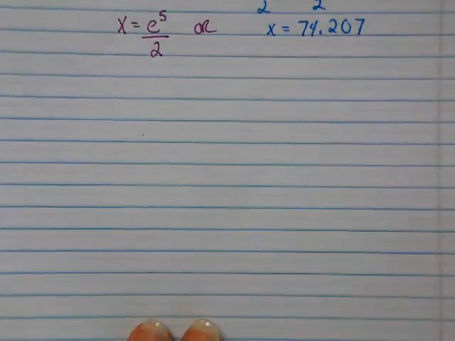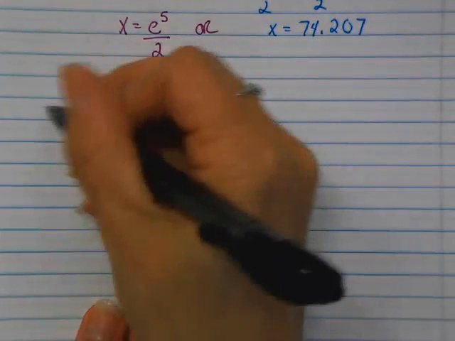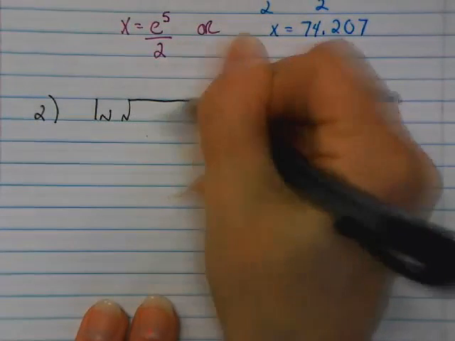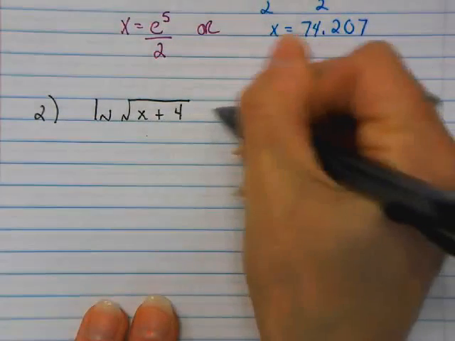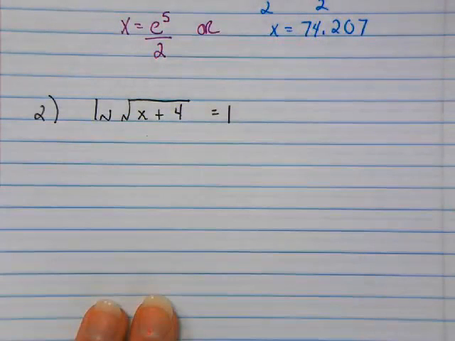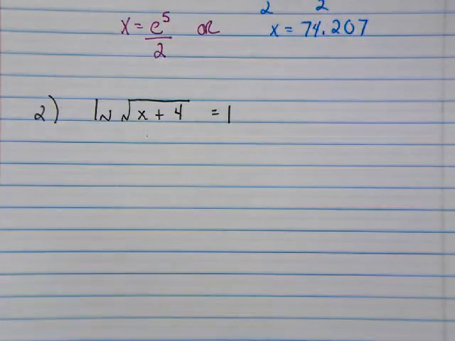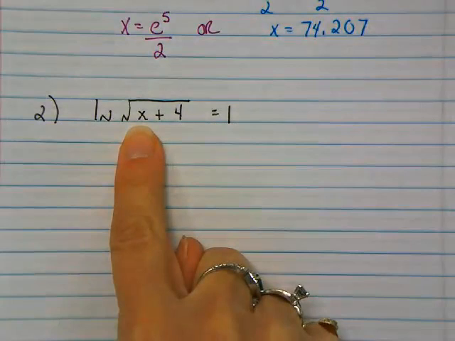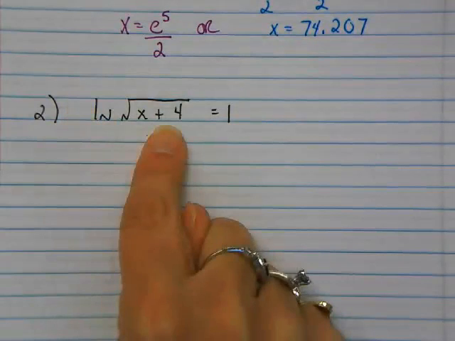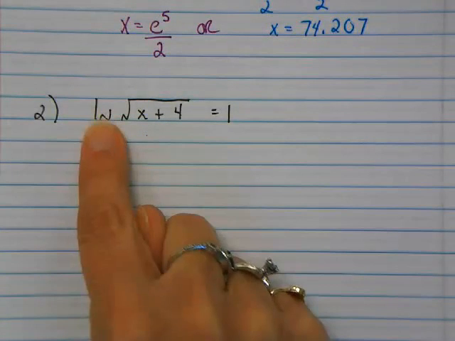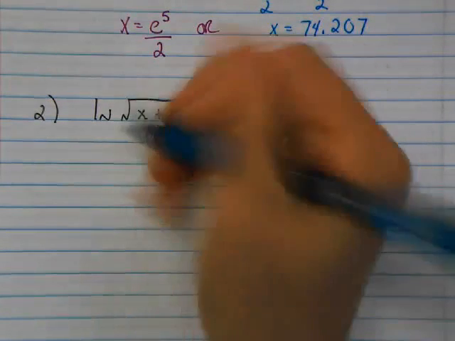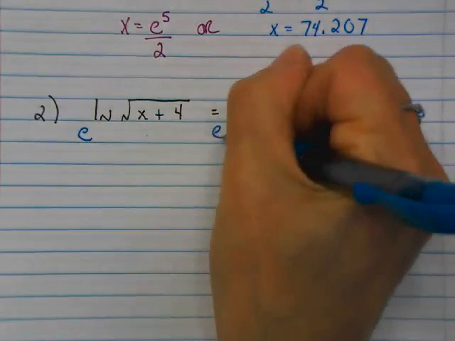What if I have the natural log of the square root of x plus 4 is equal to 1? So this time, again, to get x by itself, the first thing I have to get rid of is what? I gotta get rid of the natural log. I understand I'm going to have to get rid of the radical as well, but right now I need to start by getting rid of him. So how do I get rid of a natural log? I'm going to take a natural base. Okay?